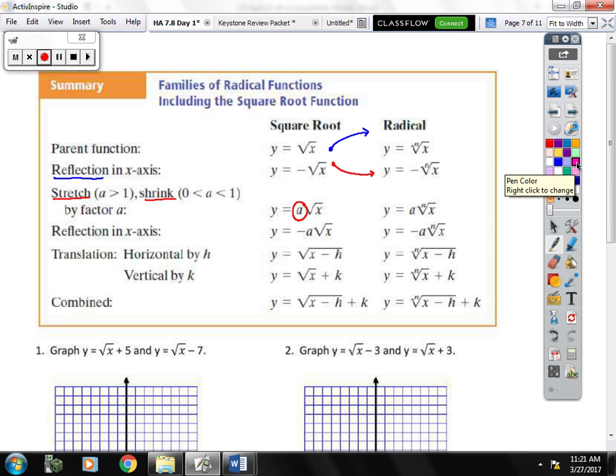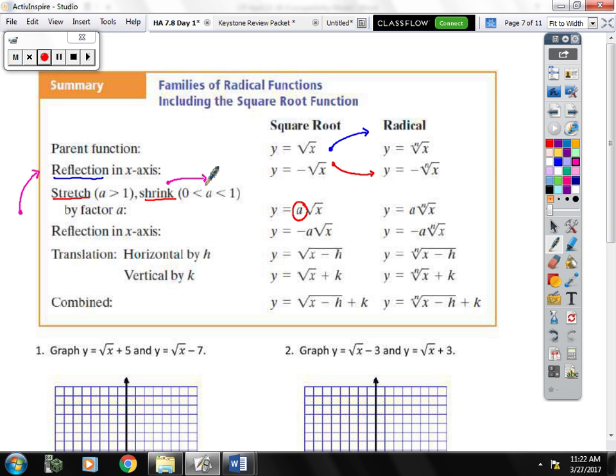So an example of a stretch, just to give you a little picture, would be if the graph went like this. So it still jets off, but it's increasing much faster, I should say. A shrink would be that it actually gets more shallow. So it's being vertically shrunk instead of increasing at such a fast pace. It's increasing at a smaller pace.